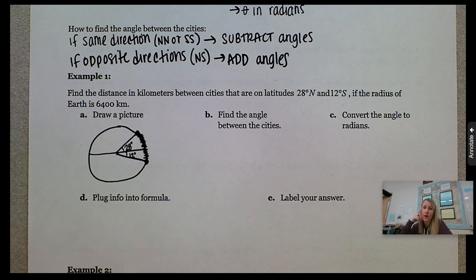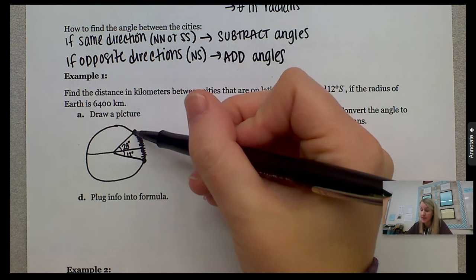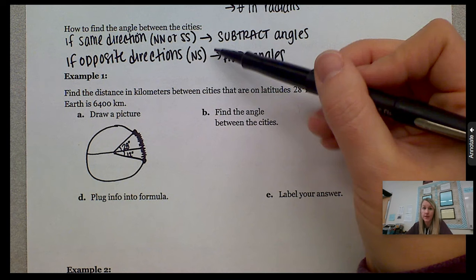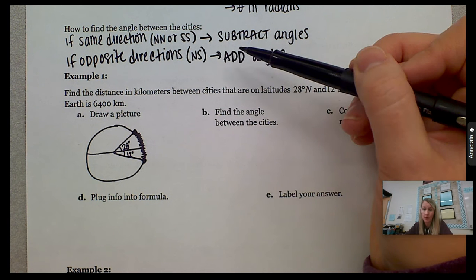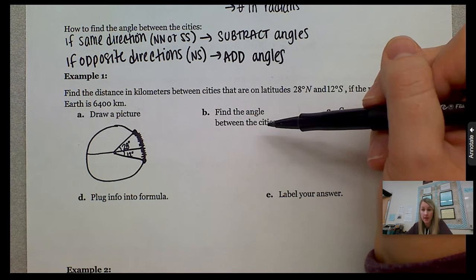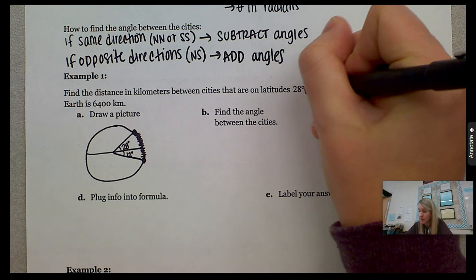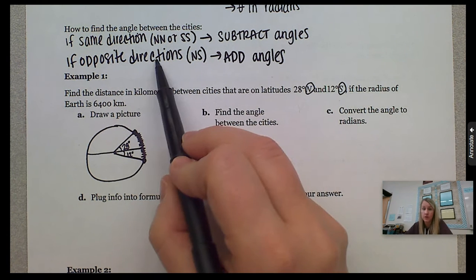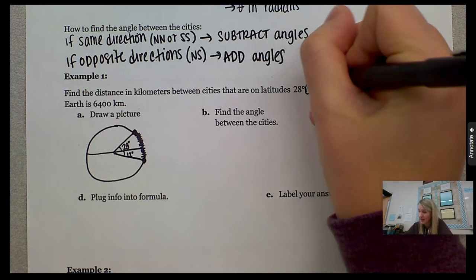Now we need to figure out what's the angle between these cities, because I want the angle between here and here. I don't want two separate angles. So that's where this comes in, and that's why we wrote that first. So if I say find the angle between the cities, you say I have a north and a south, which are opposite directions. So I'm going to add these two things.